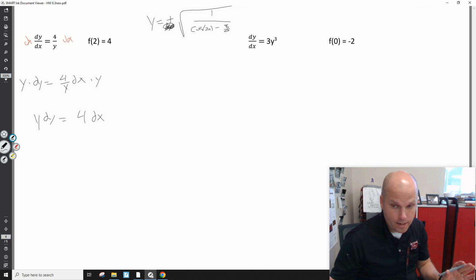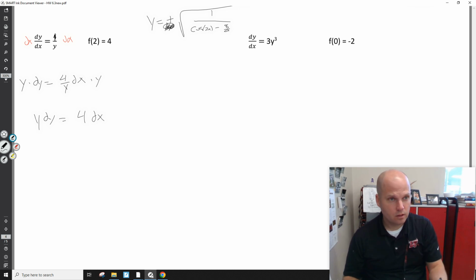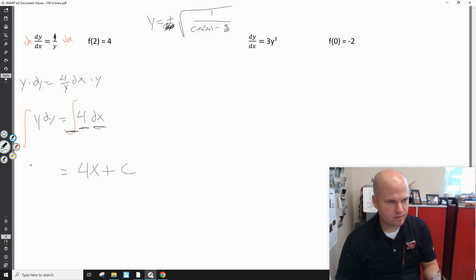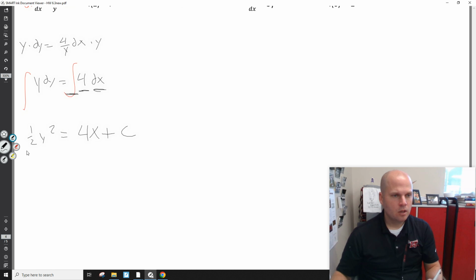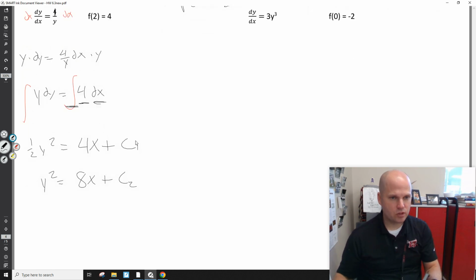Now, it could be 1 times dx, and that'd be fine. If this was a 1, I'd have 1 times dx. That's fine, because you know what the antiderivative of 4 is with respect to x. The antiderivative of 4 with respect to x is 4x plus c. Antiderivative of y, 1/2 y squared. I'm going to multiply everything by 2. This becomes a c2, c1 times 2. I got the point (2, 4).